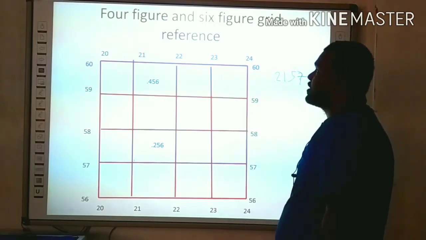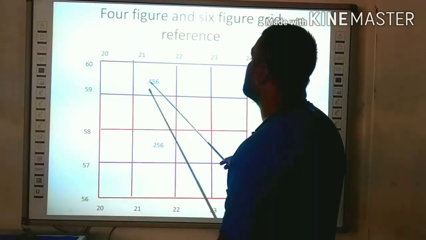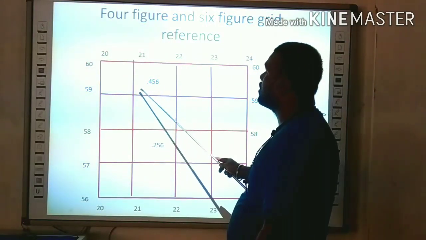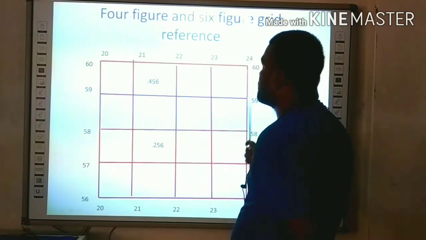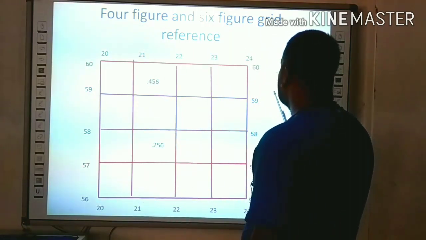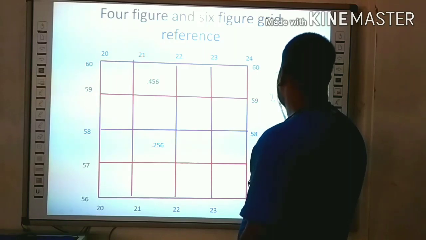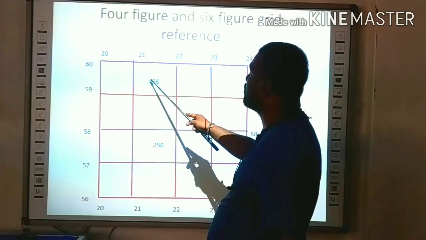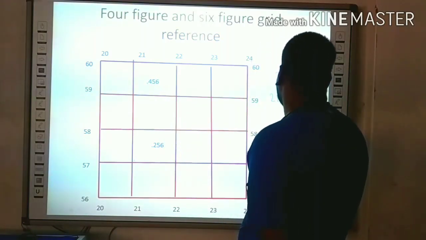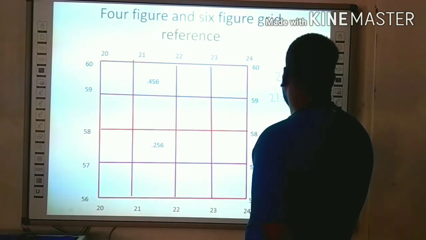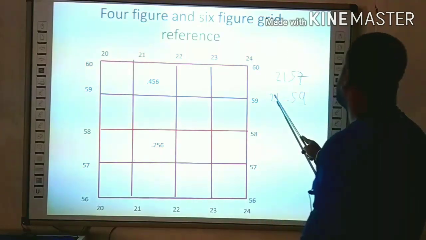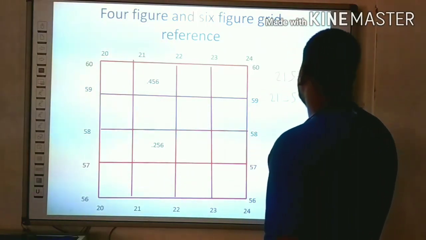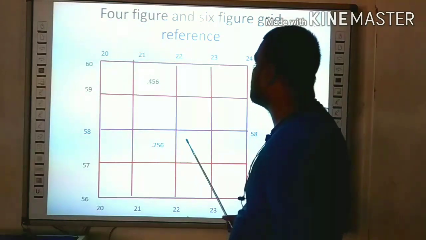Now let us see how to find a 6-figure grid reference for the spot height 456. The process is the same. First you go for the easting. Easting is the same, 21. We have written down 21. Then put a small gap and find the northing. Northing here is 59, and after that again put a small gap. Now how many figures do you have to find? You have to find 6 figures, and we got 4 figures, that is 21 and 59, so 2 more figures we have to find out.